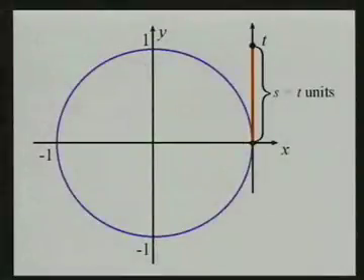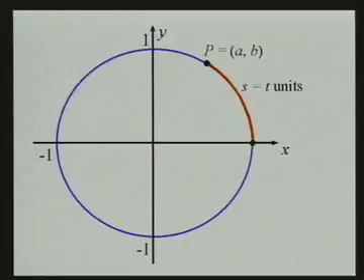What I have drawn here is a unit circle, that is a circle whose center is the origin and whose radius is 1. From the point (1, 0), I have a real number line, and on that real number line I have the point T labeled. The distance from the point (1, 0) to T we'll call S equals T units. What I'm going to do is take this number line and literally wrap it around the unit circle so that I end up at the point P equals (A, B). The distance from (1, 0) to that point P is T units.